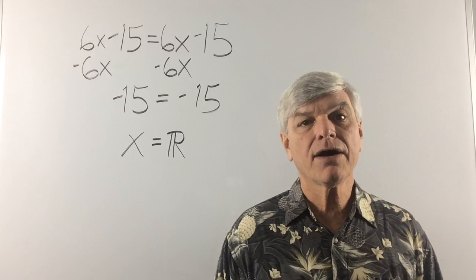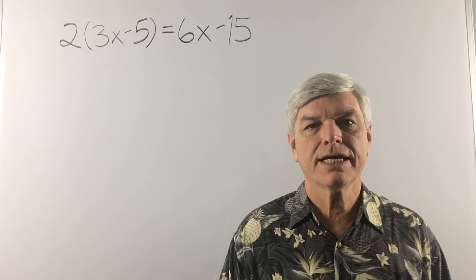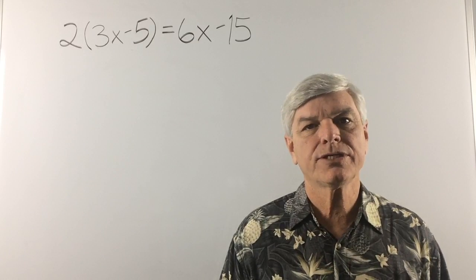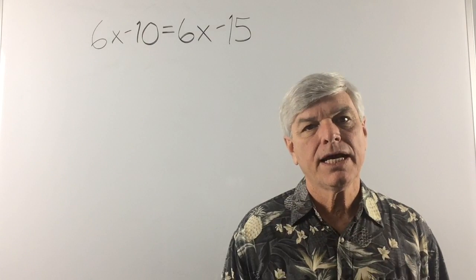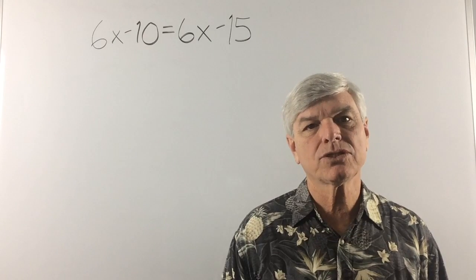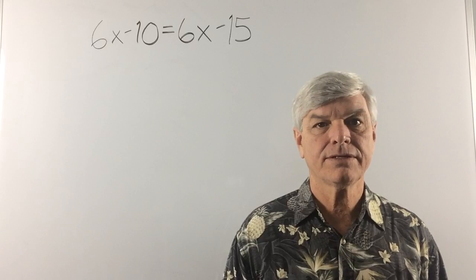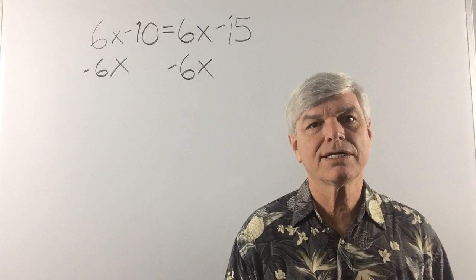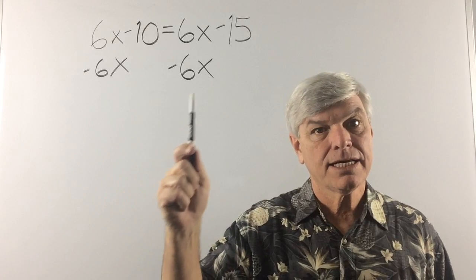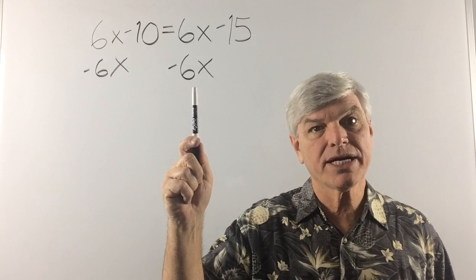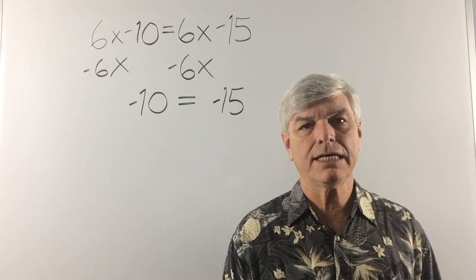But let's look at the other equation I promised you that's going to have a funny result. And like the last equation, we are going to distribute the outside number into the parentheses. And we have 6x minus 10 equals 6x minus 15. Eliminate the variables. So the variables are going to be eliminated from both sides. 6x minus 6x. 6x minus 6x. Let's bring everything else down. And negative 10 equals negative 15.